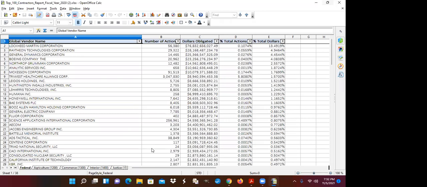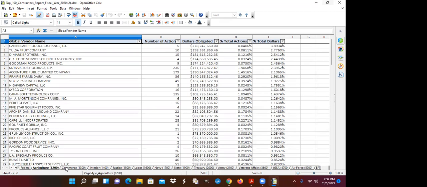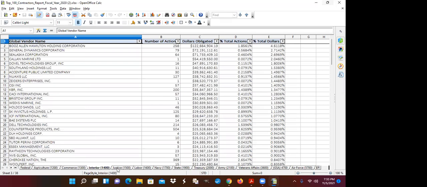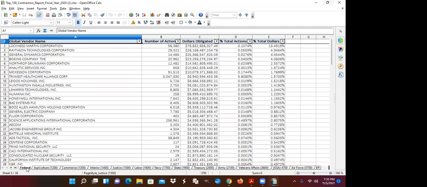All right, okay. So what we're looking at here is the top 100 contractors for the fiscal year of 20. It's supposed to be a longer list than this. Yeah, here we go. Let me drag this over. So down here at the bottom, it goes over the different departments that they have and who got the money in that department, depending on what department you're looking to get contracts in.